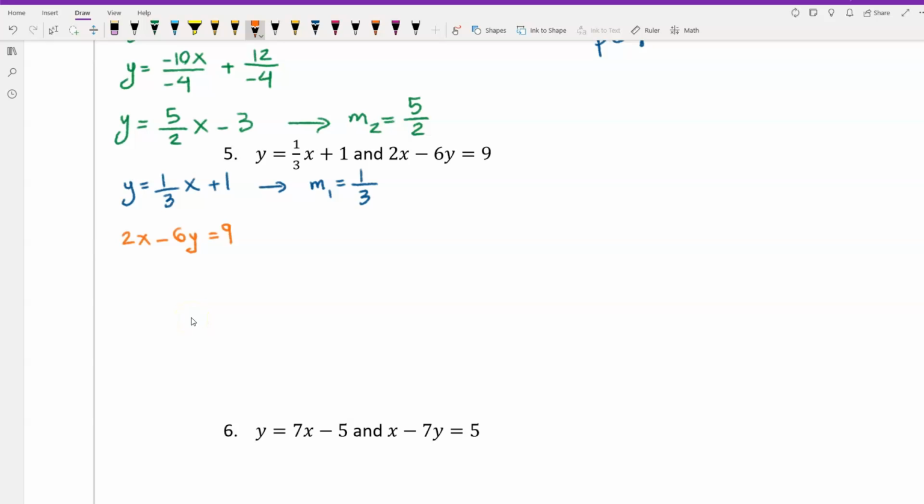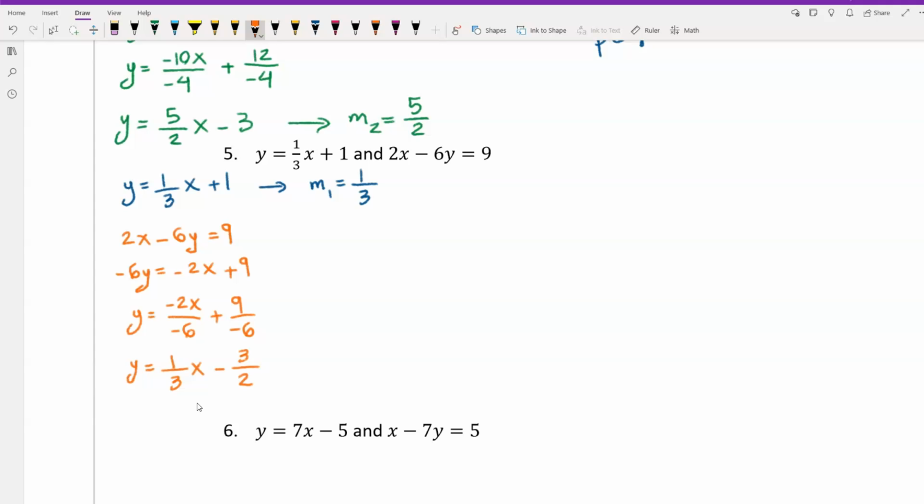So subtract 2x from both sides. Here we have negative 6y equal to negative 2x plus 9. Divide all of these three terms by negative 6. So we have y equal to negative 2x divided by negative 6 plus 9 over negative 6. So simplify, y is equal to 1 over 3 times x minus 3 over 2.